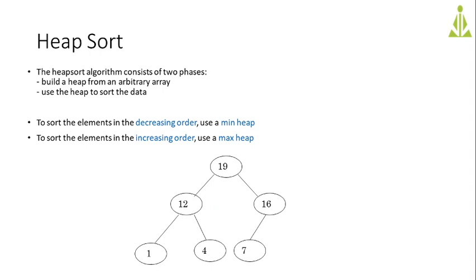Heap sort algorithm consists of two phases. Build a heap from an arbitrary array. Use the heap to store the elements in descending order with a min heap, and to store the elements in increasing order use the maximum heap. Fine. So whichever heap you want, you can use min heap or max heap.